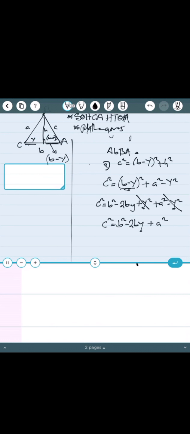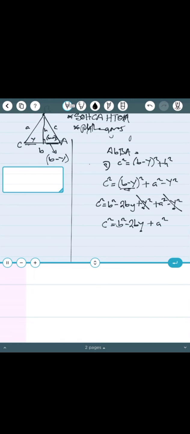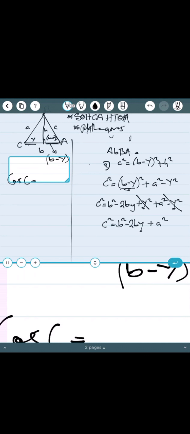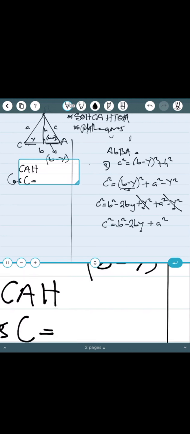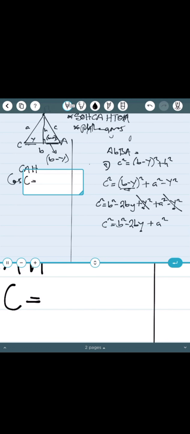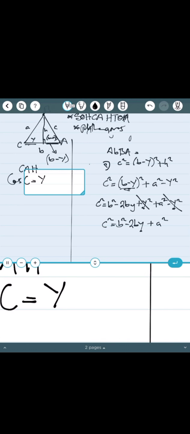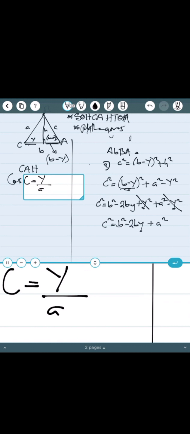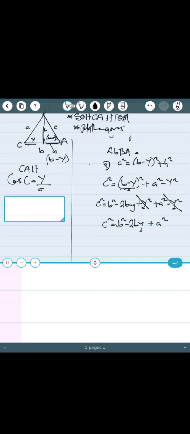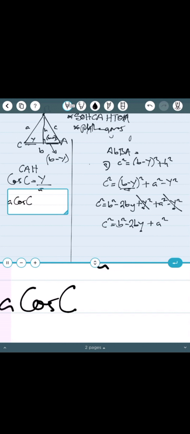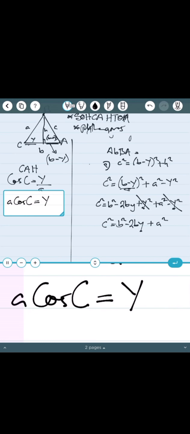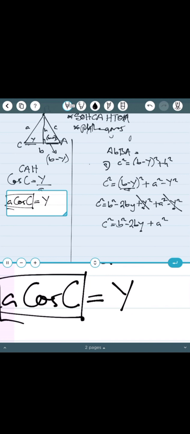Looking at that, if we are trying to find the value of y, since this is a cosine rule, we're going to use cos theta, which is cos c is equal to, now remember, cos theta is adjacent over hypotenuse. So what is the adjacent? The adjacent is y and the hypotenuse is a. So when we cross multiply, we have a cos c is equal to y. Therefore this is the value of y.